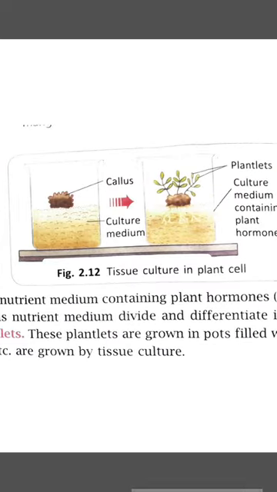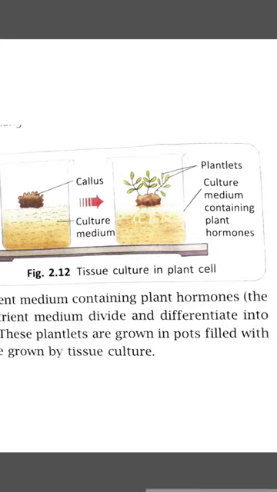First we make the callus. Okay, and after that this callus is transferred into another medium containing plant regulating hormones, and they differentiate the plant's roots, shoots and leaves. After that, these plantlets you can sow anywhere in the soil, and you will get plants after a very short period of time.